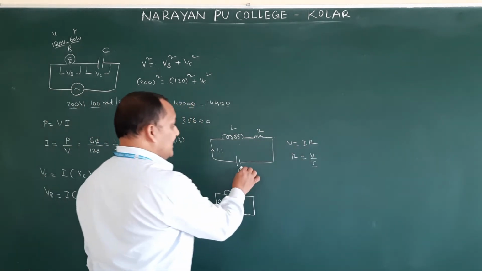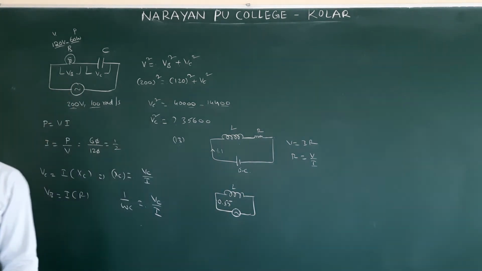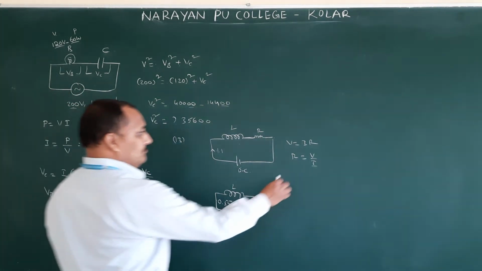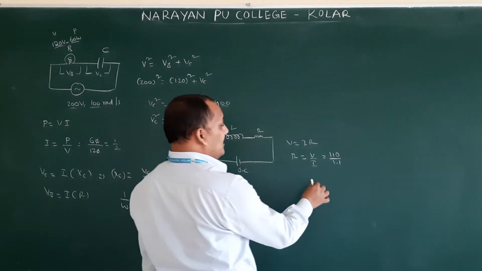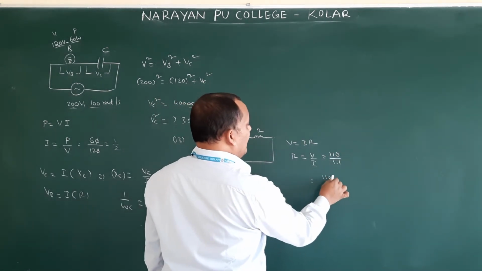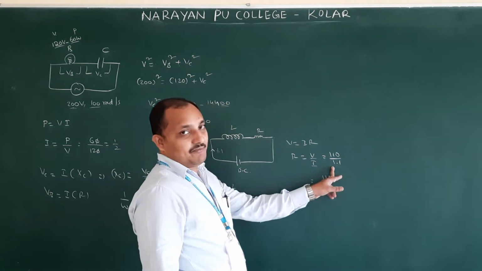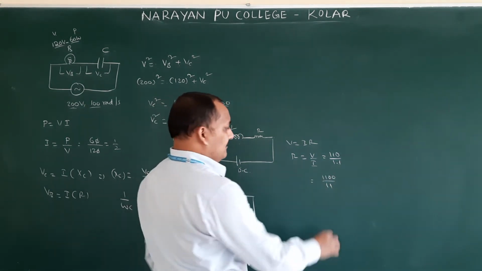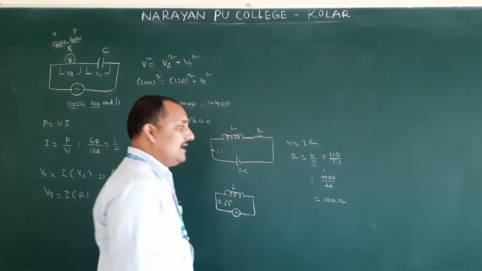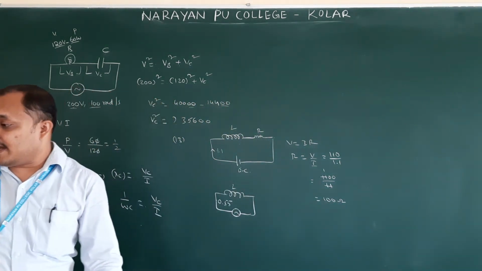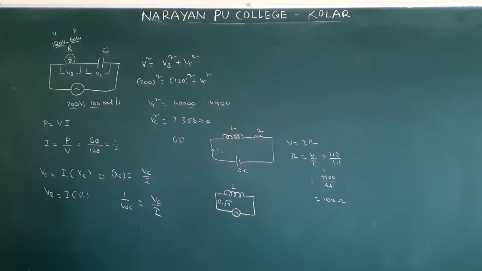Then the V value, how much did they give? The DC voltage is 110 volts. 110 by 1.1, how much is that? 1100 by 11. 1.1 can be written as 11 by 10, one time will be cancelled. 100 ohms. The resistance value we got is 100 ohms.